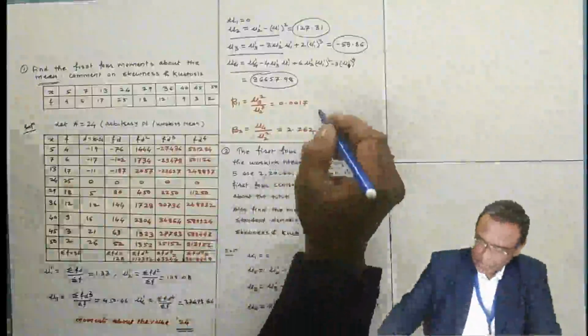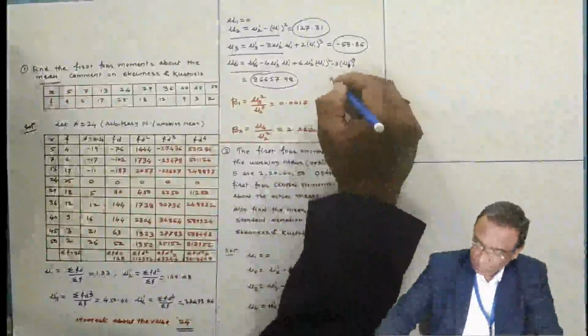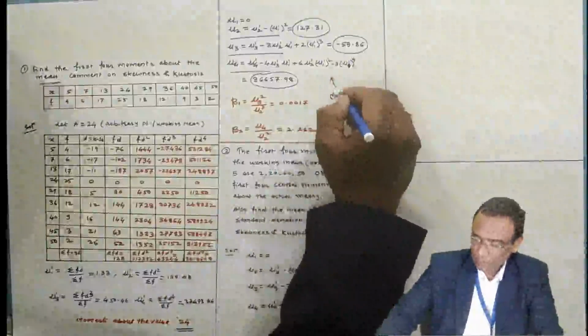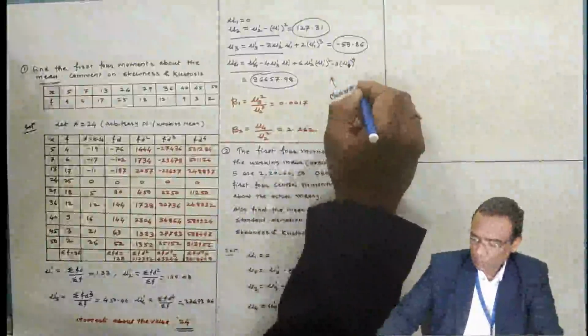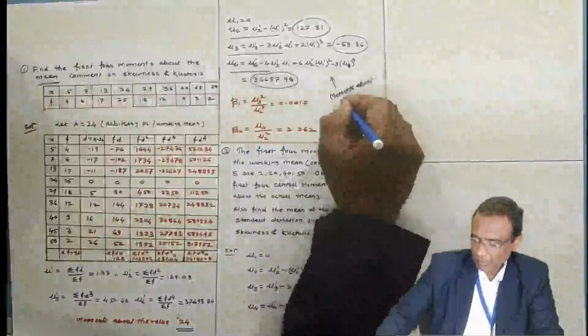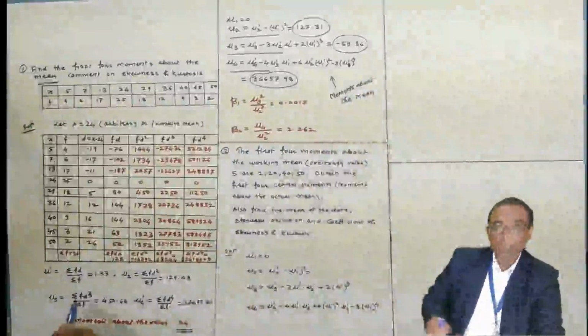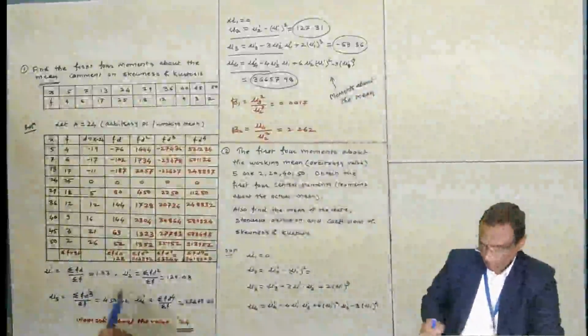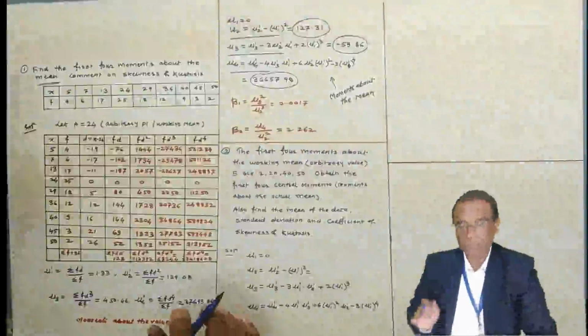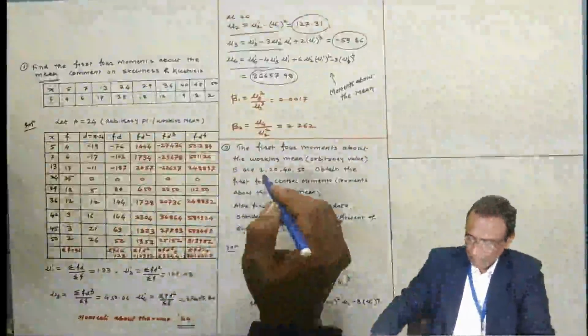These are the moments about the mean. Here, these are the moments about the working mean or arbitrary point 24. Okay, very quickly, next one.